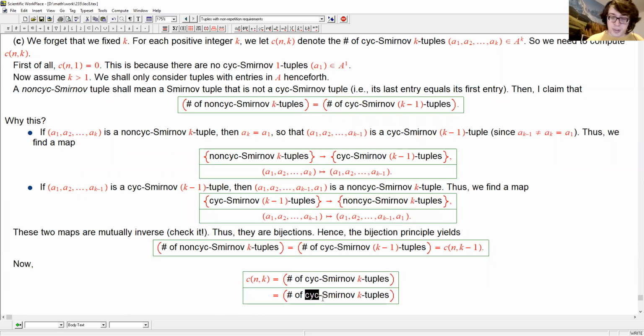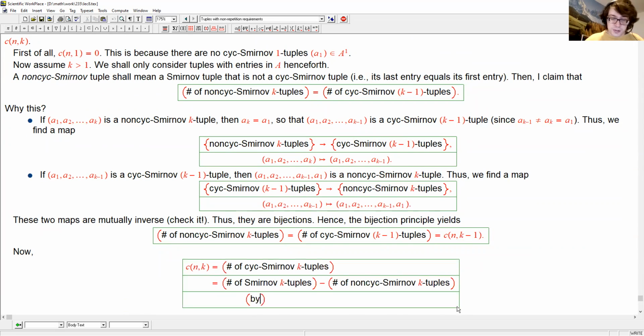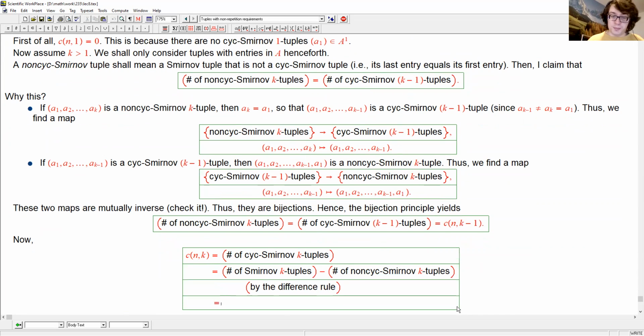And this, by the difference rule, is the number of Smirnov k-tuples minus the number of non-6 Smirnov k-tuples. Because what is a 6 Smirnov tuple? It's a Smirnov tuple that's not a non-6 Smirnov tuple. So this is a typical case of how the difference rule comes in useful. Instead of counting the things that satisfy some condition, you count the things that do not satisfy that condition, and you subtract them from the total number of things.